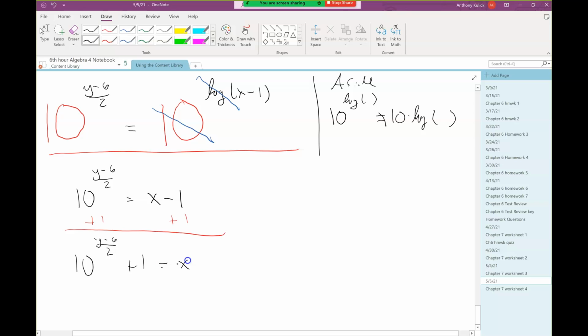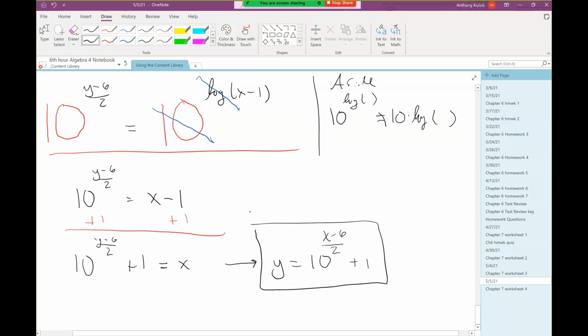So again, I can't add the 1 to the 10 to the whatevers, right? So I just have to write them next to each other. And the last step is just to switch the names. Is that okay? So all you really did was replace the x and the y's. Yep. All my x's turned into y's and all my y's turned into x's. That's my final step.